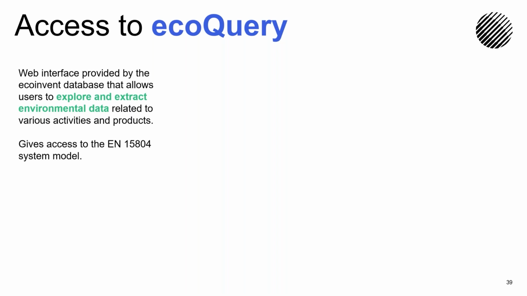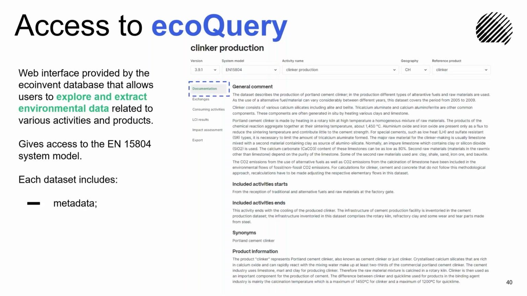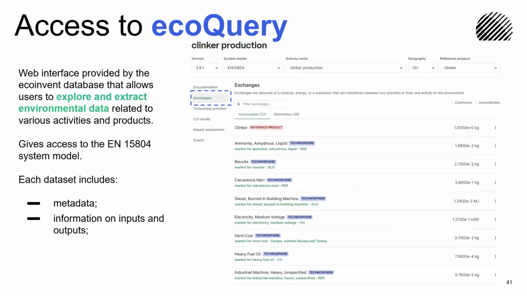And of course, it also allows the users that have an EN15804 license to have access to the EN15804 system model. So you still have access to the documentation, so information about temporal, technological, geographical representativeness, or also what's included, what's excluded in a certain unit process, the precision of a data set, how certain data have been collected. You have access to the exchanges. As we have seen before, ecoinvent is completely transparent and modular, so you can see the amount of each exchange included in each unit process, and then you can dig in.